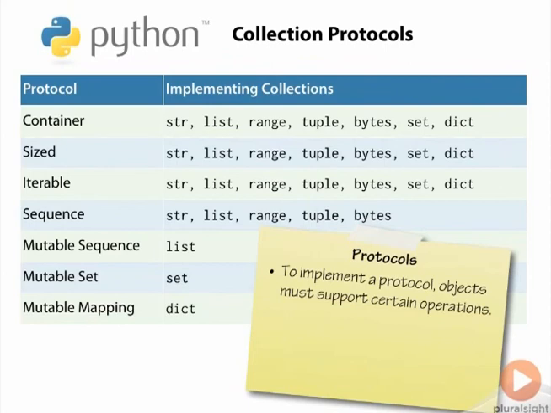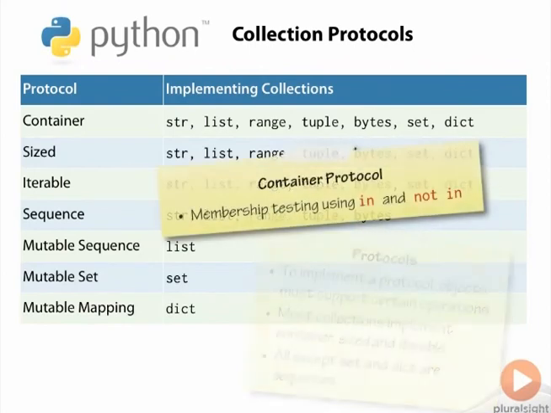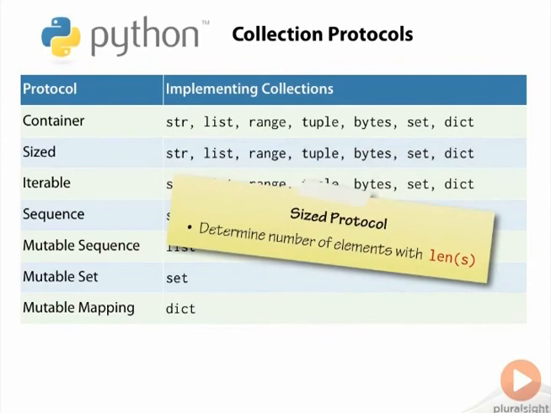We can organize the different collections we've encountered in Python according to which protocols they support. Support for a protocol demands specific behavior from a type. As you can see from this table, most of the collection types we've looked at support the container, sized, and iterable protocols. Many of them are also sequences. The mutable protocols are each represented by only one type we have encountered. The container protocol requires that membership testing using the in and not in operators be supported. The size protocol requires that the number of elements in a collection can be determined by passing the collection to the built-in len function.